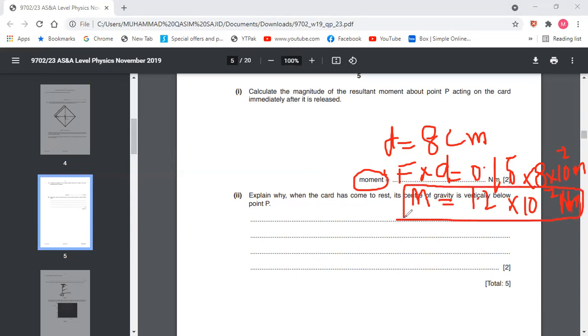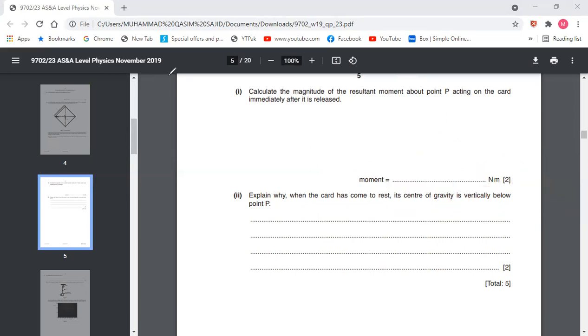This is basically the value of moment. So in the second question, we have to explain why the card has come to rest. Its center of gravity is vertically below the point. So what is the reason? The reason is basically that the distance between the line of action of weight and the pivot point is zero.